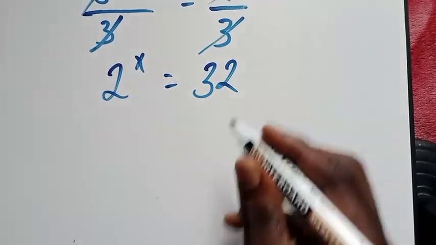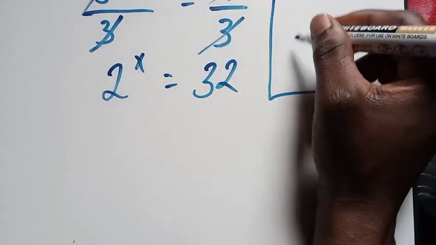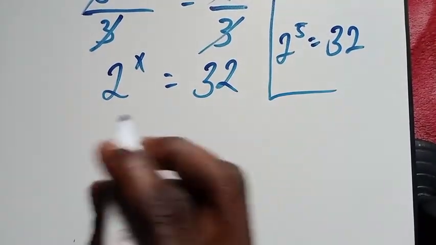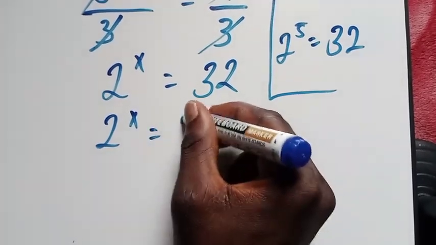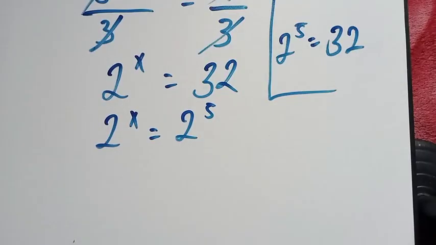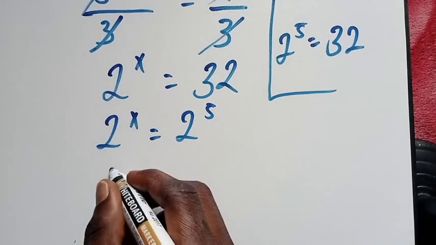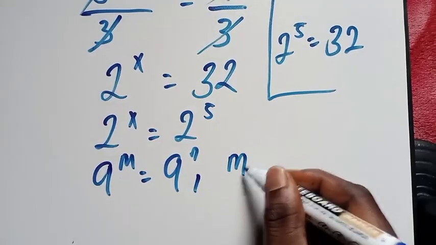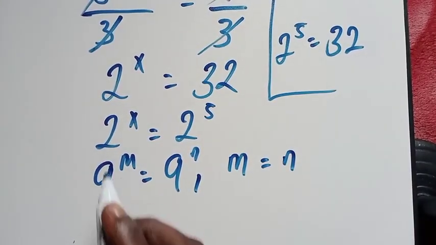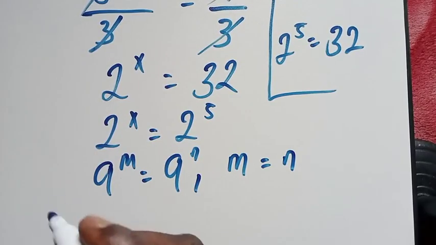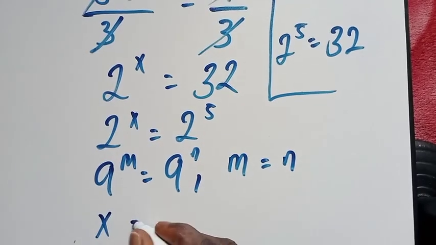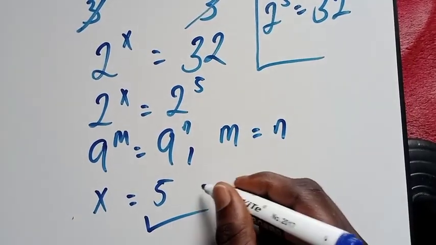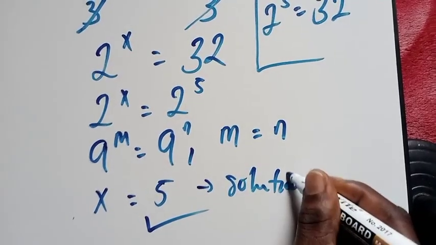I will express 32 as a power of 2. 2 raised to the power 5 is the same thing as 32. So from here we have 2 raised to the power x equal to 2 raised to the power 5. Now using the law of indices that says if a raised to the power m is equal to a raised to the power n, then m is equal to n. Since the base here is the same, we'll compare the powers. So x will be equal to 5. This is our solution for x.